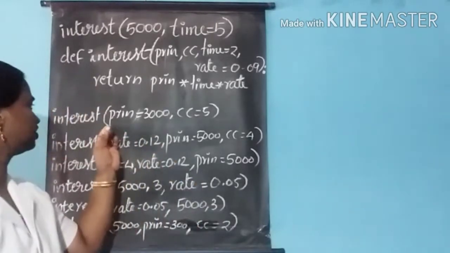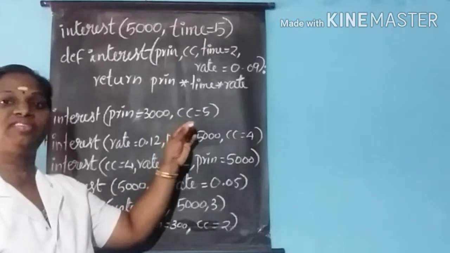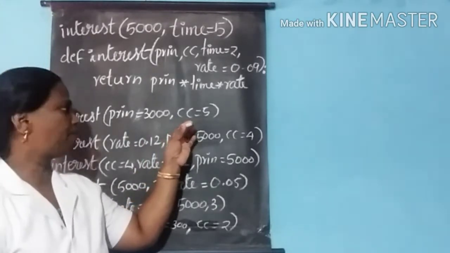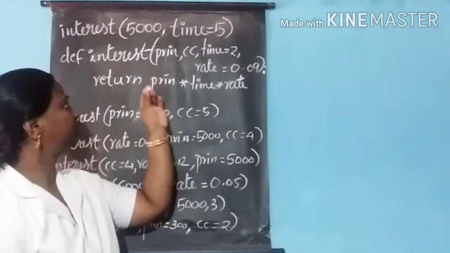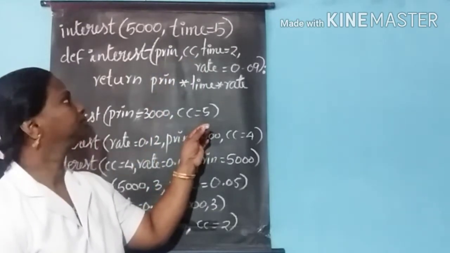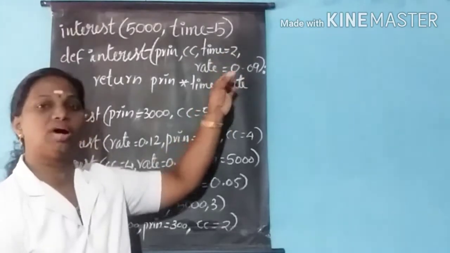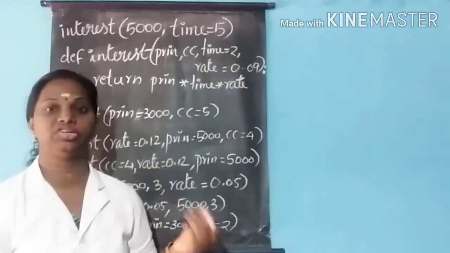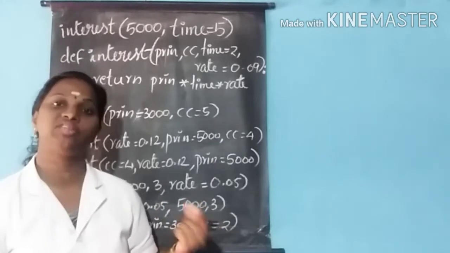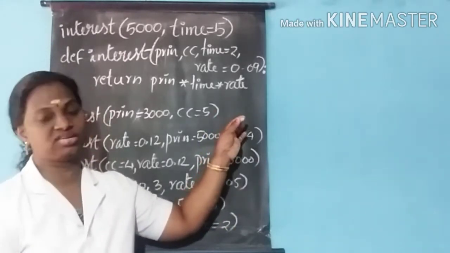See the first function call statement, interest(p=3000, t=5). What would happen when we call this statement? Here, both values p and t are given. Then time is equal to 2 and rate is equal to 0.09. These two are default arguments, so no need to pass them. So this one is a legal statement.